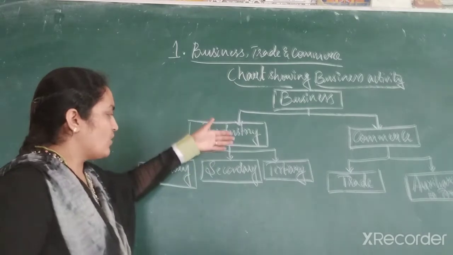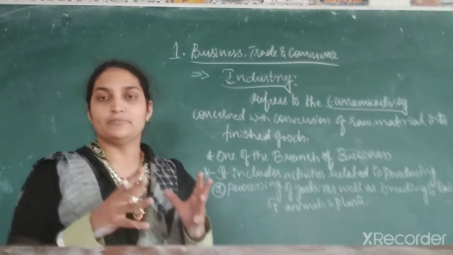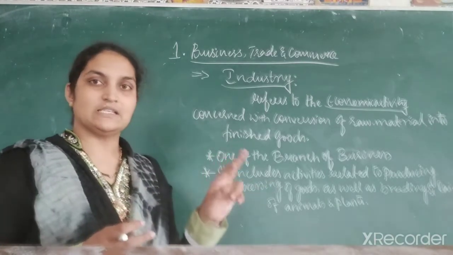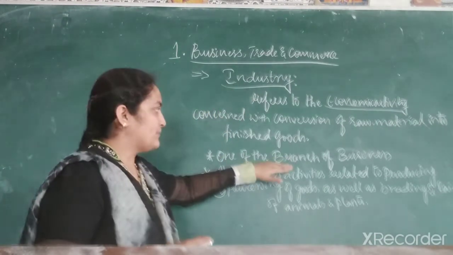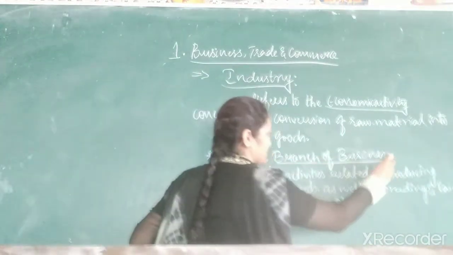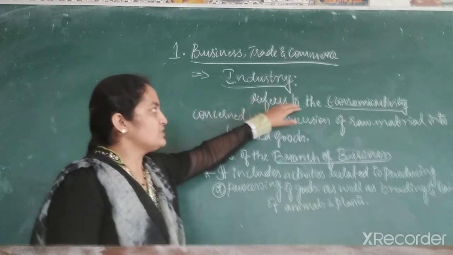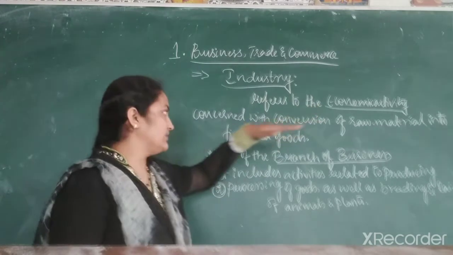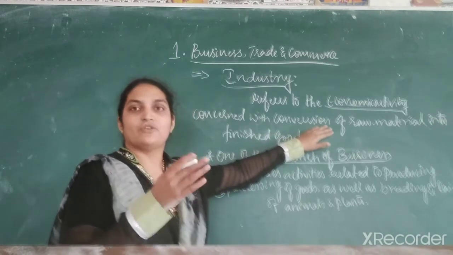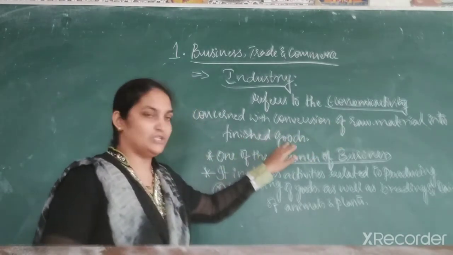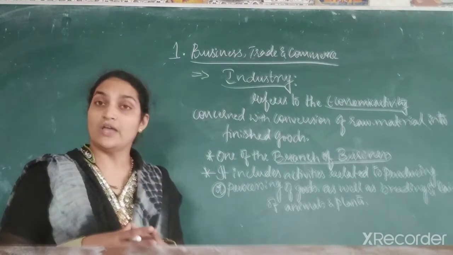Now let us discuss what industries are and the types of industries. The business has been broadly categorized into two branches: industries and commerce. First one is industries. Industry is one of the branches of business. Industry refers to an economic activity which is concerned with the conversion of raw materials into finished goods. Industry is one of the business activities, an economic activity.